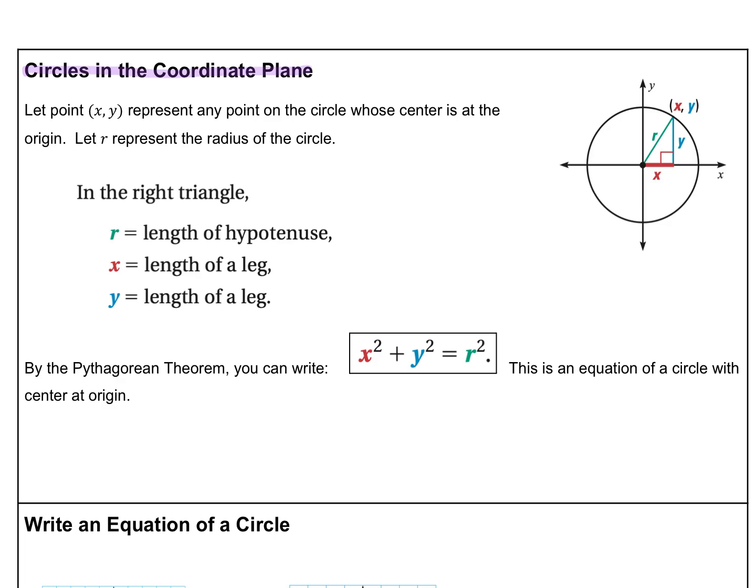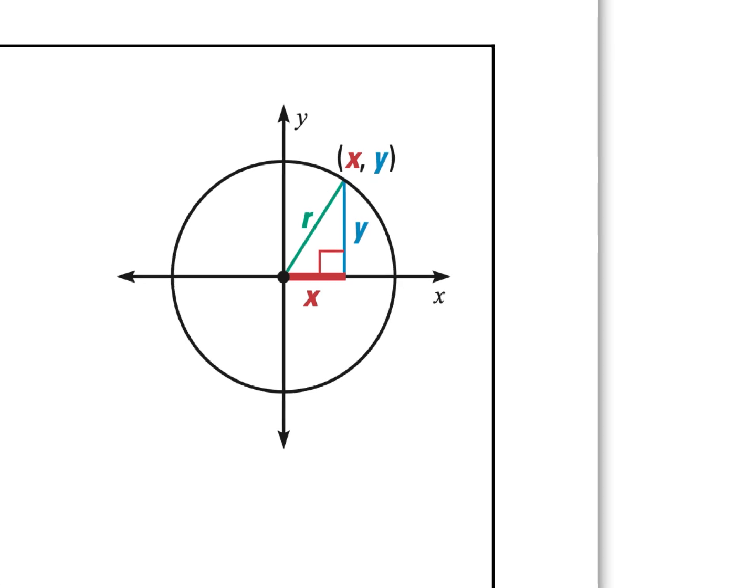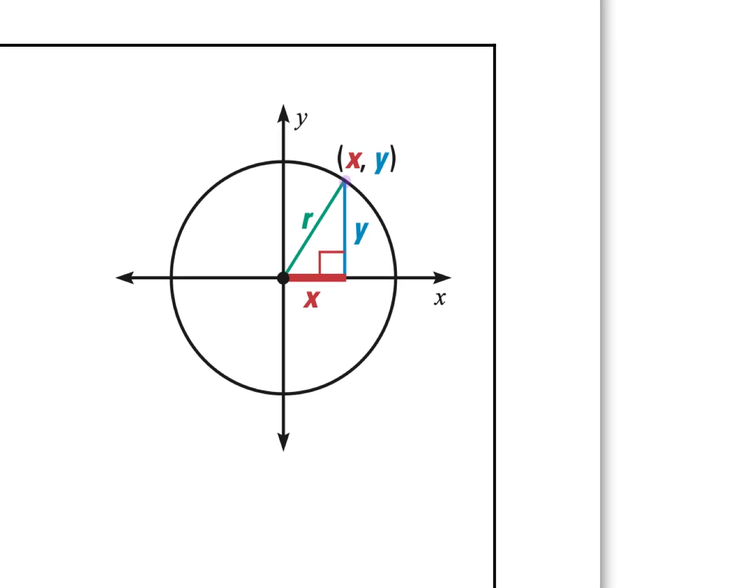Circles in the coordinate plane. Let this point, (x, y), be a point anywhere around the circle, where r is the radius, y is a leg, and x is another leg. So what you can see here is that we have formed a right-angled triangle.